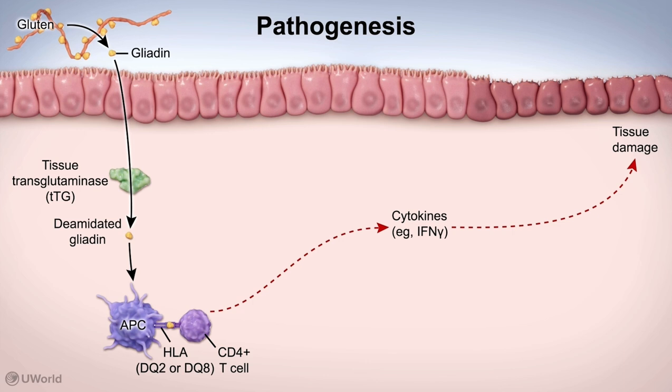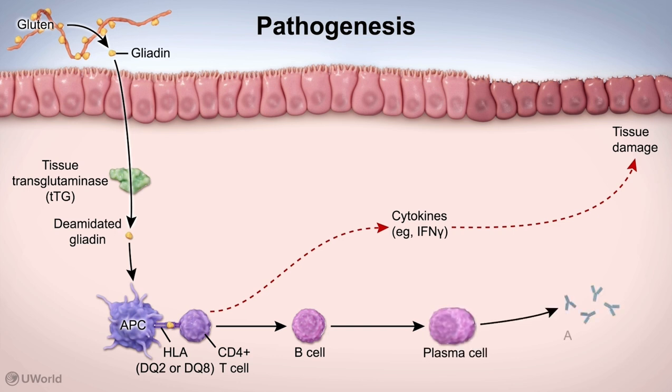The T cells can also activate B cells, causing them to differentiate into plasma cells. The plasma cells release antibodies such as anti-tissue transglutaminase, anti-gliadin, and anti-endomysial antibodies. These antibodies may contribute to the intestinal mucosal damage, but it's important to note that they're key markers of disease and are often used in diagnosis, as we'll discuss later.